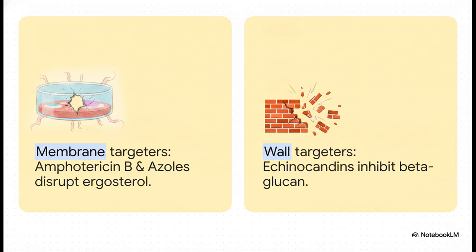Now, they also represent a really fascinating core mechanism divide in our arsenal. Think about it. We've spent this entire time talking about the cell membrane and ergosterol, right? Well, while amphotericin B and the azoles are busy poking holes in or disrupting that membrane, the echinocandins take a completely different route. They target the fungal cell wall by inhibiting the synthesis of beta-glucan. So instead of just deflating the cell, they literally shatter its structural integrity.